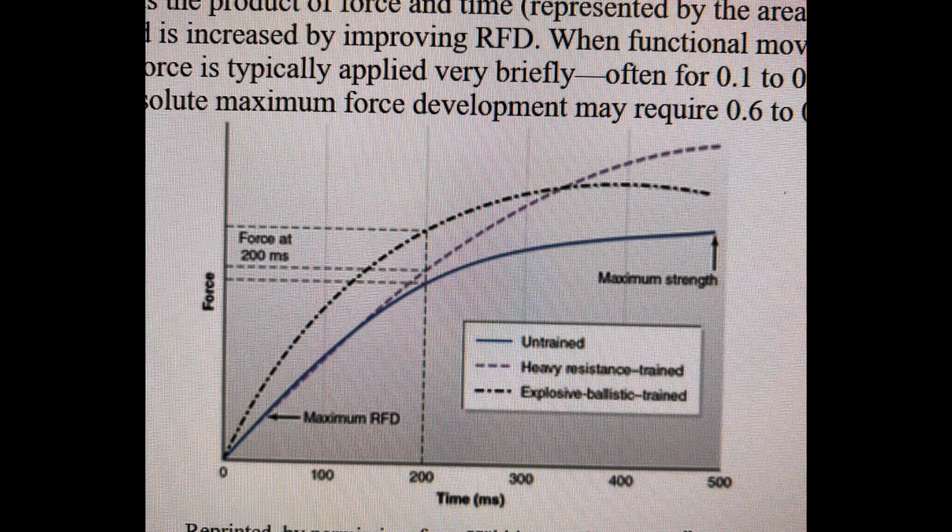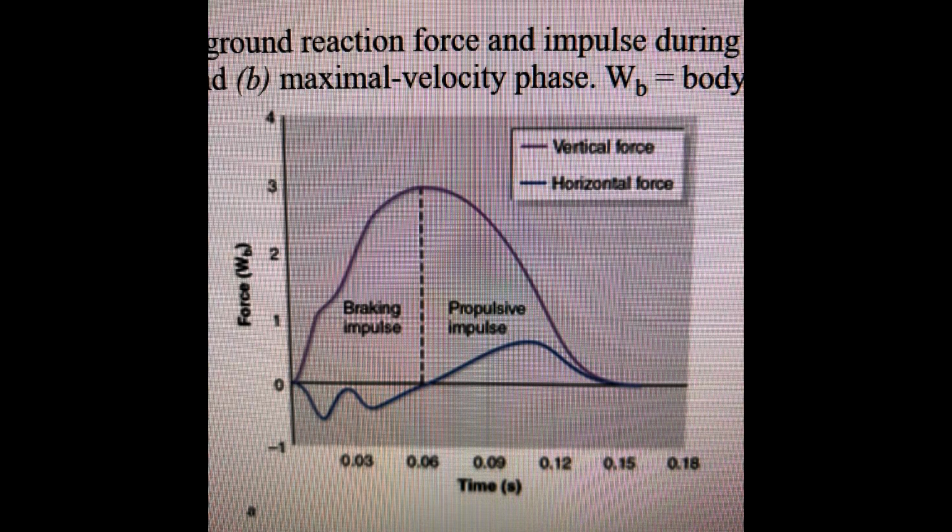The equation is simple. RFD equals change in force divided by change in time. It's typically measured in newtons per second. Impulse is the area under the force time curve. It's how much force you're able to produce over a specific window of time. That's force multiplied by time, typically measured in newtons times seconds.